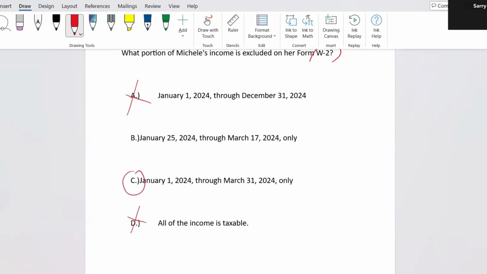So all of January, all of February, all of March, everything from January 1 to March 31st, is excluded. Of course, it's not just January 25 to March 17. It's the month of. That's how you'd solve that one. Let's go to the next one now.